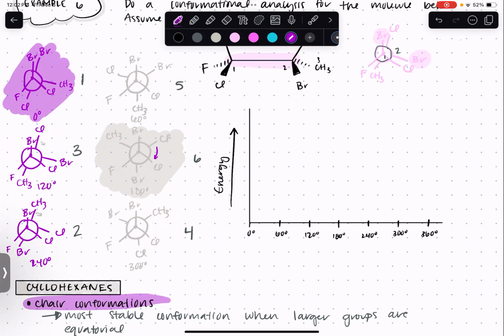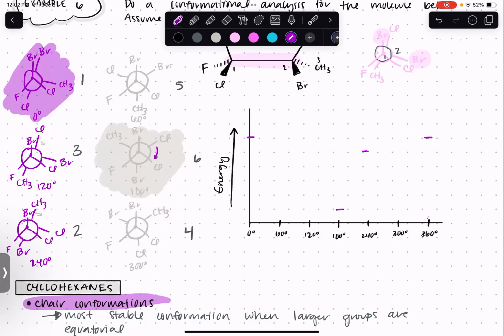So 180 is the lowest, and then 0 degrees is the highest. So 1, 2, 3. 1, 2, 3, 4, 5, 6. So this one will start here. And then 360 is going to be the same level as 0. Then we have 240 at number 2. So we'll put that there.